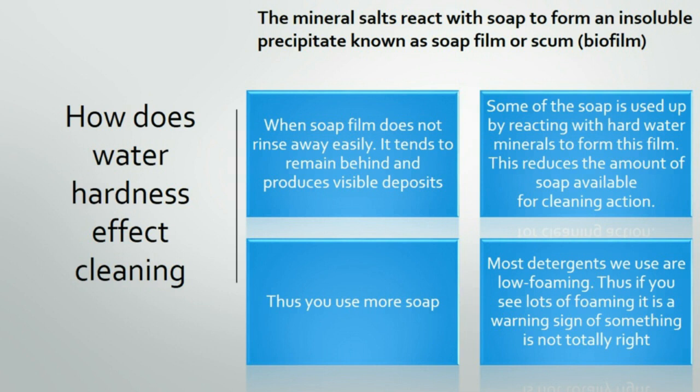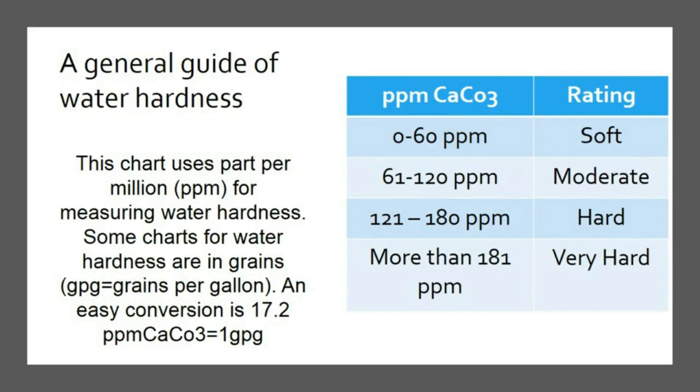This may actually cause you to use more soap. So you have to start to think about it that way, that my water quality might actually be causing me to use more detergent than I would if I had better water quality coming to my department. Most detergents we use are low foaming. Thus, if you see a lot of foam, it could be a warning sign, right? We want them to be low foaming, but if they're reacting with hardness minerals, you may actually see more foam, and that could be just a visual indicator that you're having water problems.